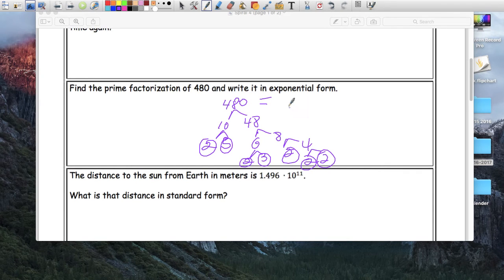So how many 2's are here? 1, 2, 3, 4, 5. So 2 times 2 times 2 times 2 times 2, and one 3, and one 5. In exponential form, 2 to the 5th times 3 times 5. Okay?